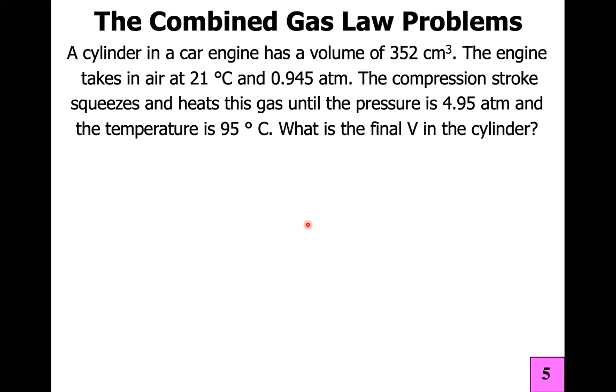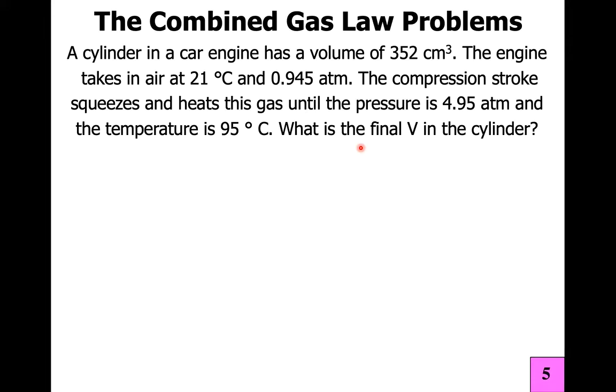All right, first let's talk about a combined gas law problem. So we have a car cylinder engine that has a volume of 352 centimeters cubed. The engine takes in air at 21 degrees C with a pressure of 0.945 atmospheres. The compression stroke squeezes and heats the gas until the pressure in the cylinder is 4.95 atmospheres and the temperature is 95 degrees C. What's the final volume in the cylinder?